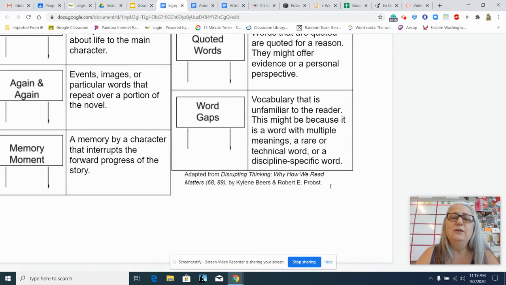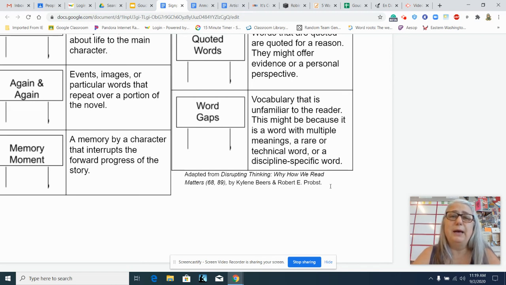And the last one is word gaps. So this is going to be vocabulary that you might not be familiar with. And there's a couple of reasons why you might not be familiar. Either it's a word that has multiple meanings, it's a really rare word, or it might be discipline specific. That means it's topic specific.